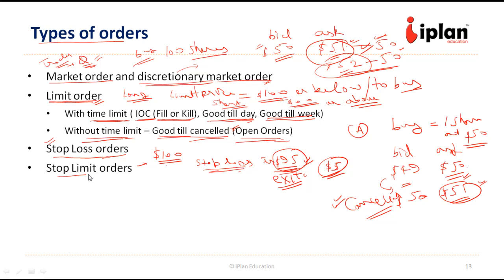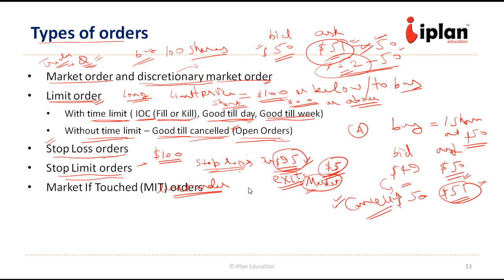Then there could be a stop limit order. As we have seen in the case of stop loss orders, when the stop loss is triggered, the order is sent at the market price. So it is not a limit order, it is a market order. At whatever price the order gets executed, we are exiting from the trade. But in the case of a stop limit order, when the limit is touched, instead of a market order, a limit order is sent. So we still try to buy at a better price.